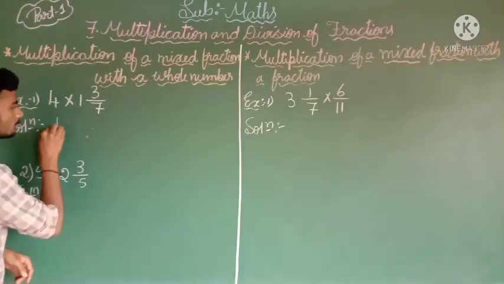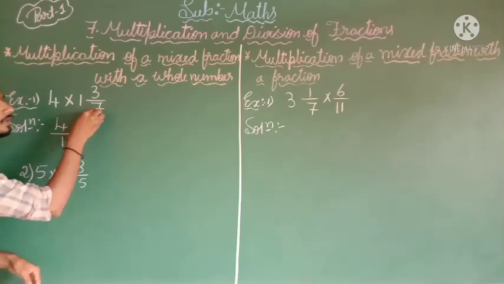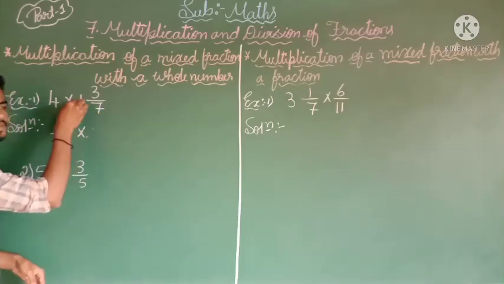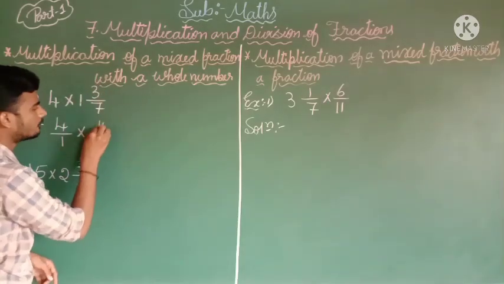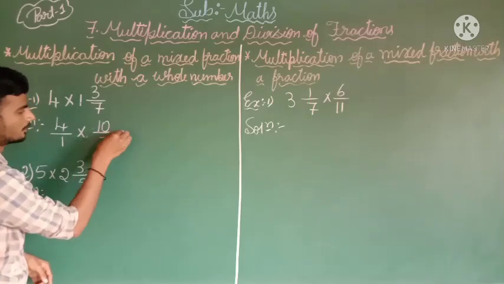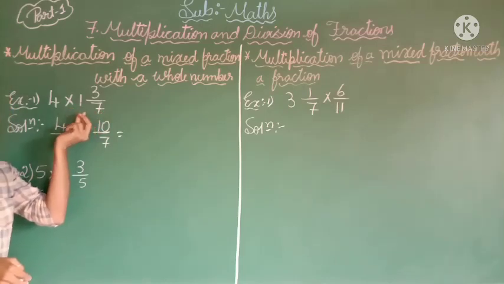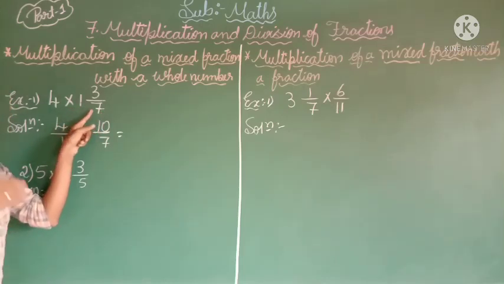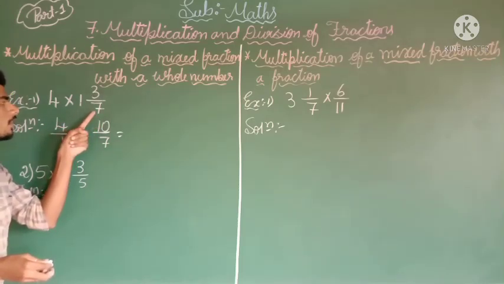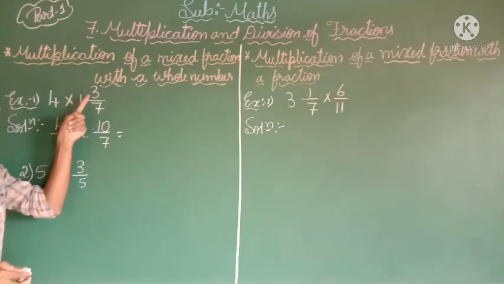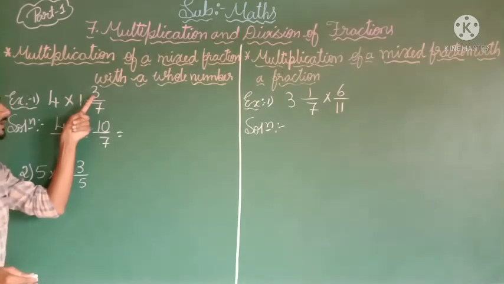So 4 by 1 into 3 whole 1 by 7: 7 1s are 7, 7 plus 3 is 10, so 10 by 7. You know that when converting a mixed fraction into an improper fraction, you multiply the denominator with the whole number, then add the numerator. 7 1s are 7, 7 plus 3 is 10.